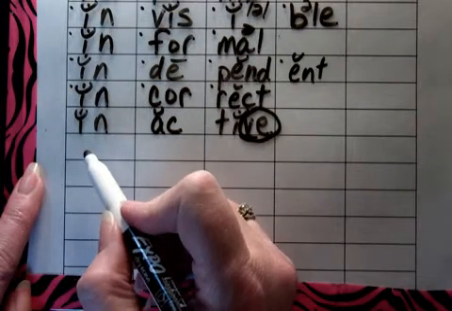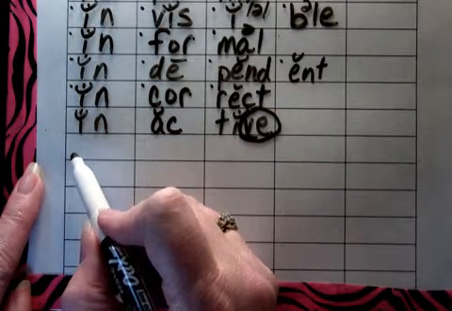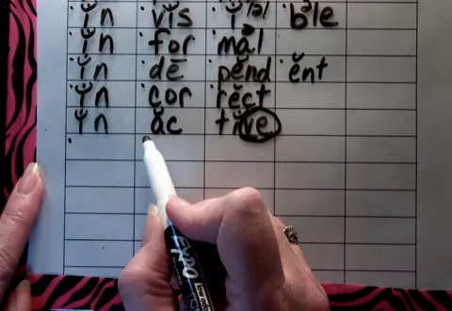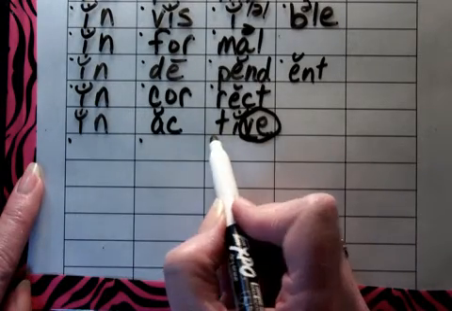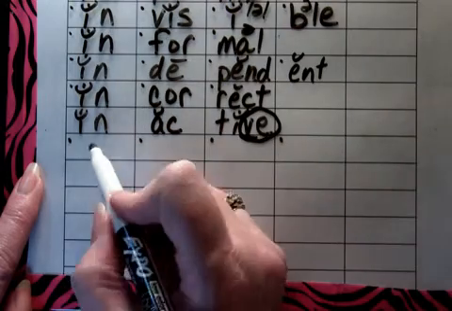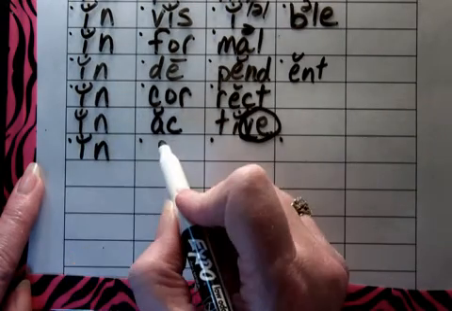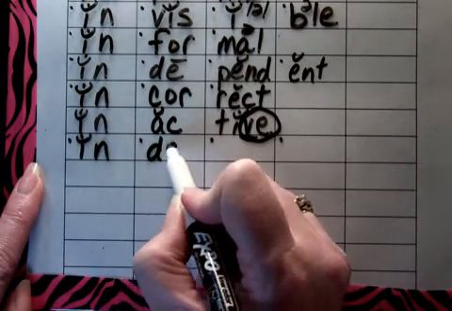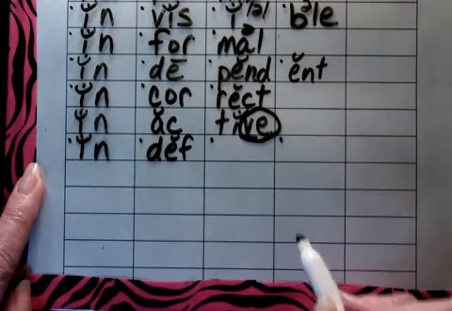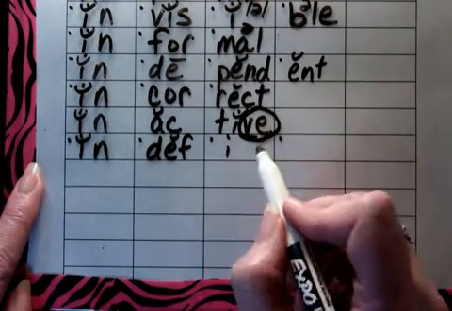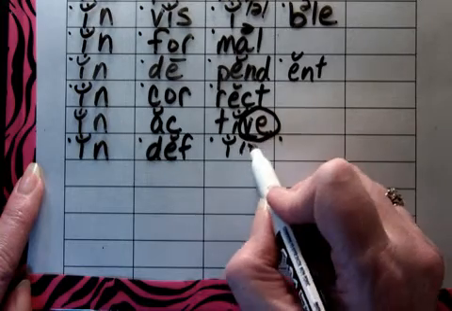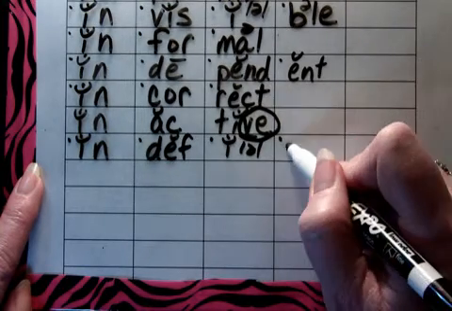The next word is indefinite. In, def, closed syllable, short vowel, I or knit.